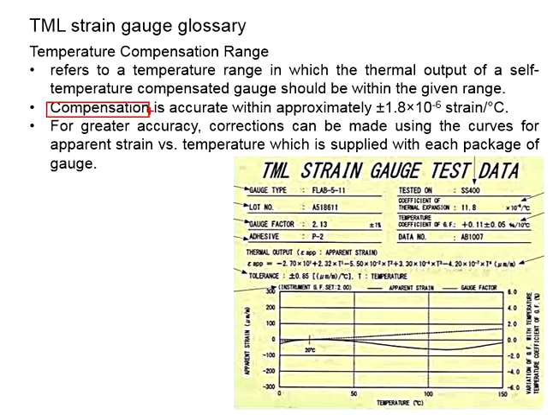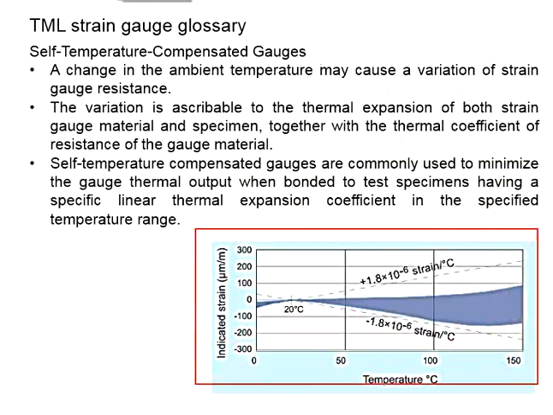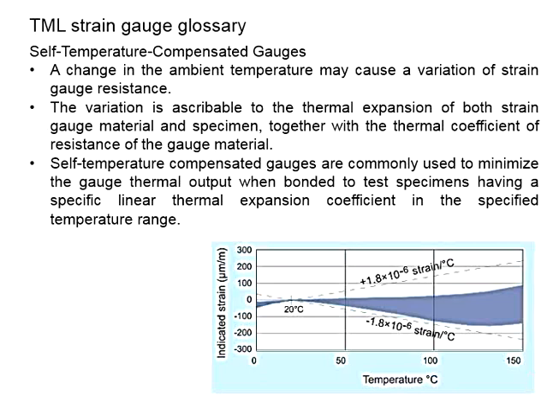Now this compensation is accurate within approximately plus minus 1.8 times 10 to the power of negative 6 strain per degree Celsius, as represented by the figure here. You know, 20 degrees Celsius is the benchmark. The measurement is the most accurate at 20 degrees Celsius. Now the limit is set within these two lines here, plus minus 1.8 times 10 to the power of negative 6 strain per degree Celsius. The larger the temperature, the bigger the variations.